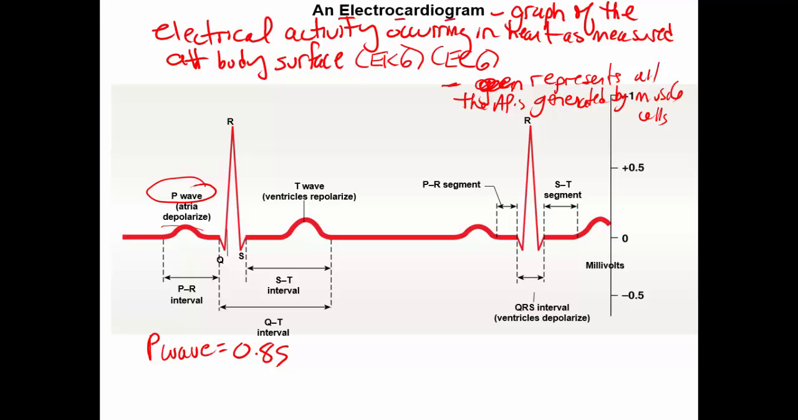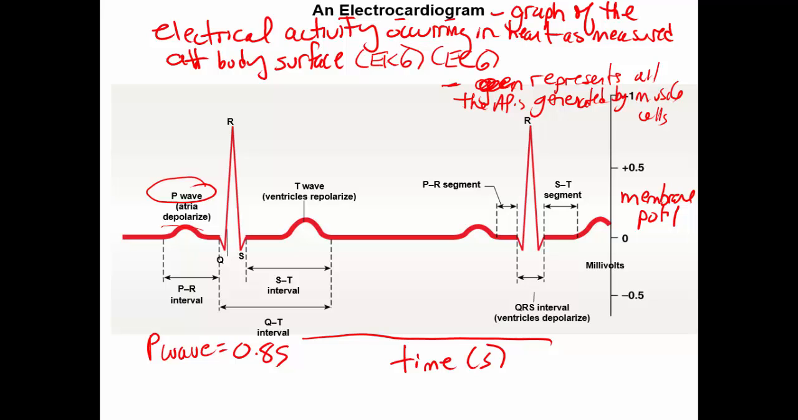The next thing that happens is after the atria completely depolarizes, the atria contract. And since this is a measure of the electrical recording going on in the heart, there is no measure of contraction because that's really force. You can see that this x-axis is actually time in seconds, and this y-axis is a measure of the membrane potential in millivolts. So it is not measuring force, which is why nothing shows up at the end of the P wave. You can't see contraction on this graph.